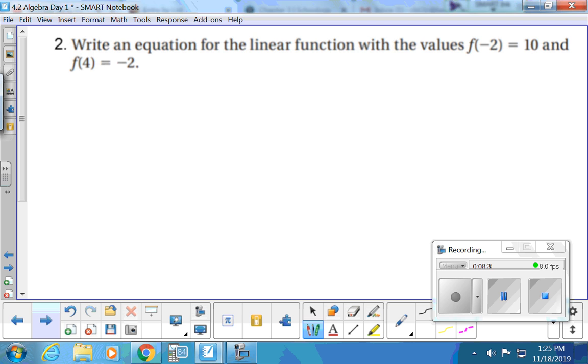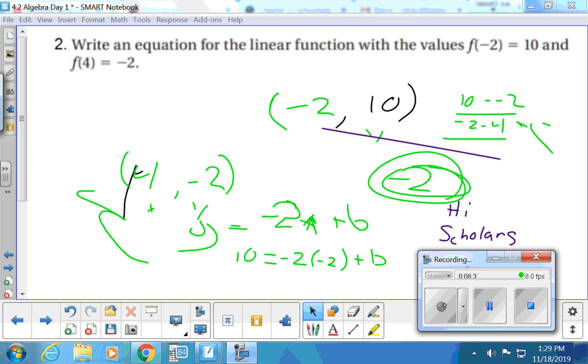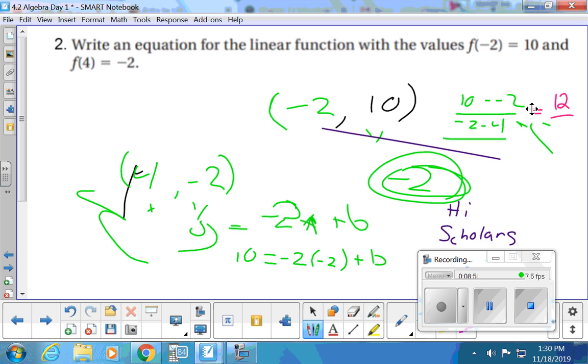Let's send up 8 more people. Okay, let's see how this went. We did a pretty good job at taking the -2, 10, and 4, -2, putting it in coordinate form. Let me check their work on their slope. 10 minus -2 is 12. I don't see that 12 number written up here though. -2 minus -4 is -6. I don't see that written up here. But the slope is correct.